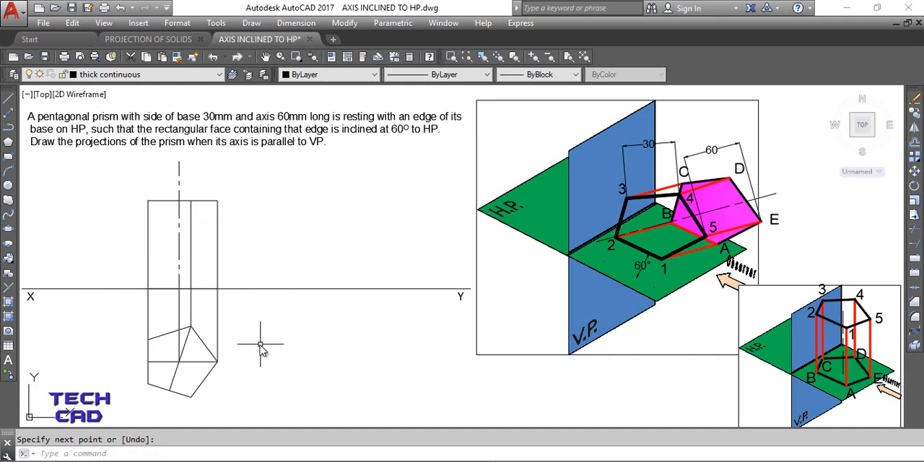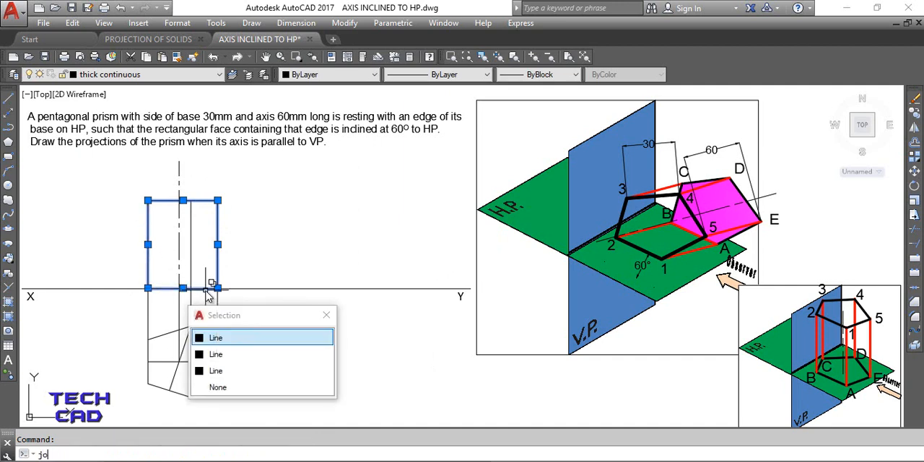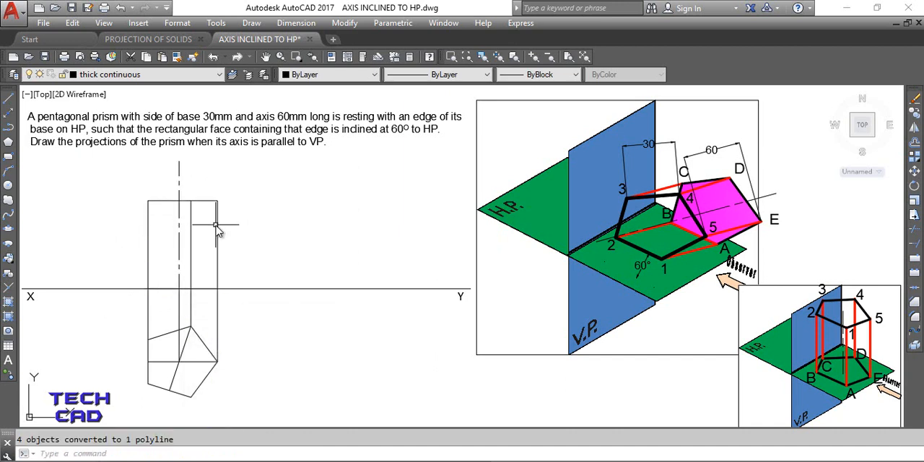Now this is my assumption. You can also join these lines like this. You can use the join command to join them, and you can see that now it is one line only. Now this is my assumption, because in actuality my prism is at a 60-degree angle with HP, but I make this axis perpendicular to HP to see my top view, because from the top view I can see the true shape of the pentagon. That's why this is an assumption only.